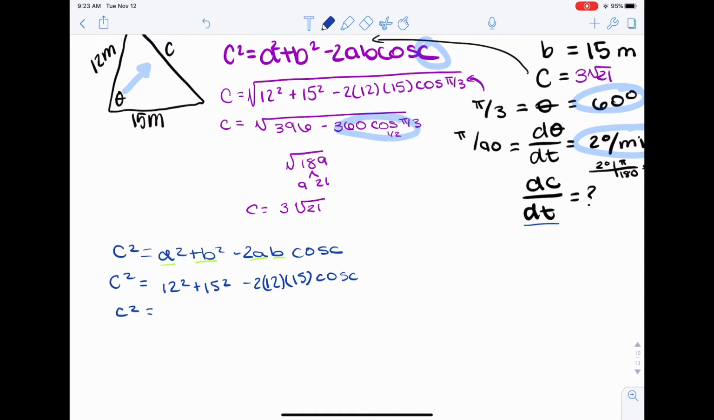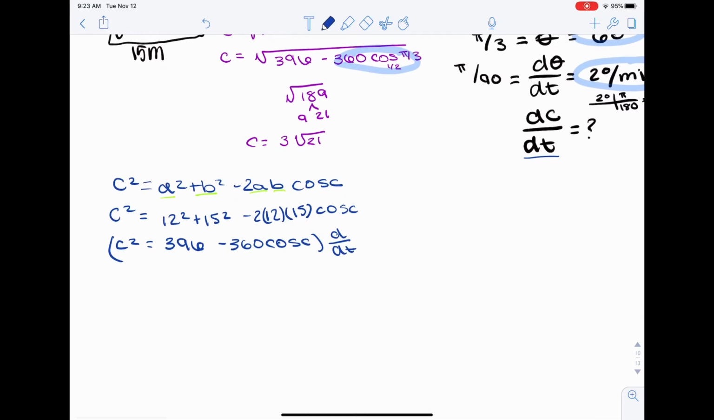So that's going to be equal to 396 minus 360 cosine of c. Now we're ready to take the derivative with respect to time. So we're going to have to use the chain rule on c squared. So it's going to be 2c dc over dt is equal to, and so this is just going to go away.